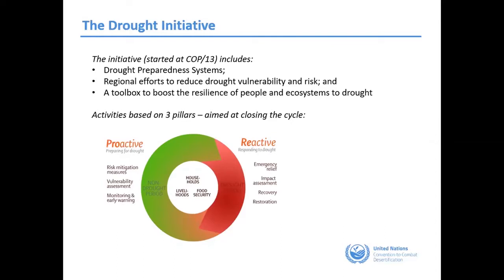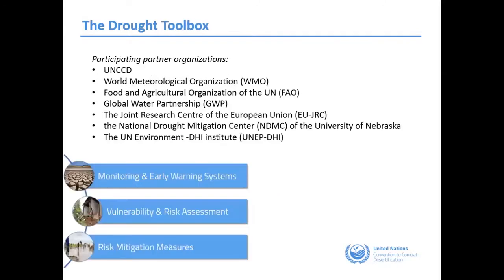To do that, there are 3 pillars that I want to highlight here. First one is monitoring and early warning, which we'll be focusing on today. Vulnerability assessments and risk mitigation measures. Those 3 together form the main pillars for a proactive drought response. And this is also how we have organized the Drought Toolbox, which is a toolbox that we've developed together with partners to help countries develop national drought plans.